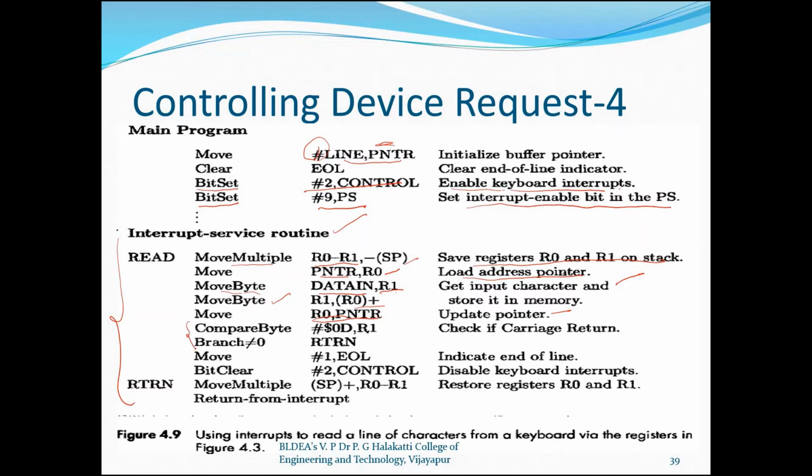Then we are going to see whether the carriage return has occurred or not, whether the newly entered value is a carriage return or not. That is, we compare $0D and the content of R1. This I have explained already. Then if it is not equal to 0D, we say go to return. In return, what we are doing is returning back to the main program.